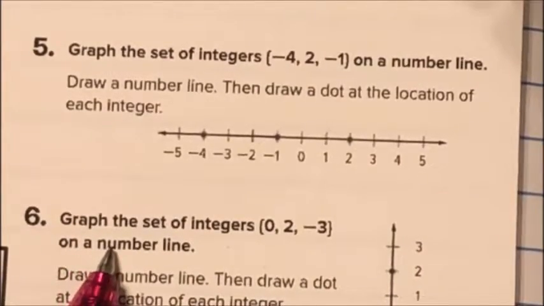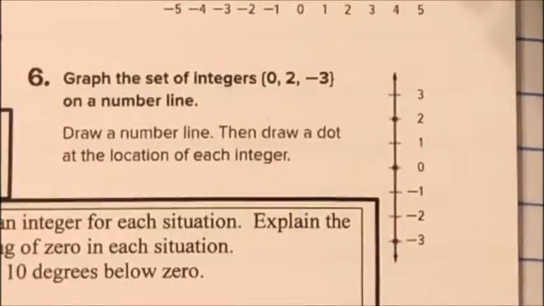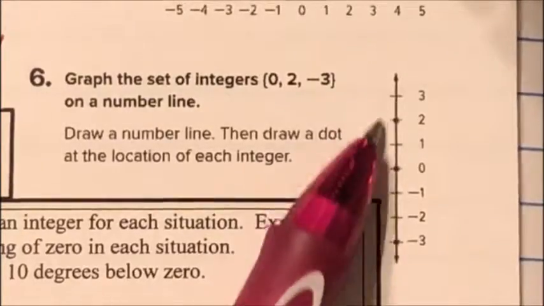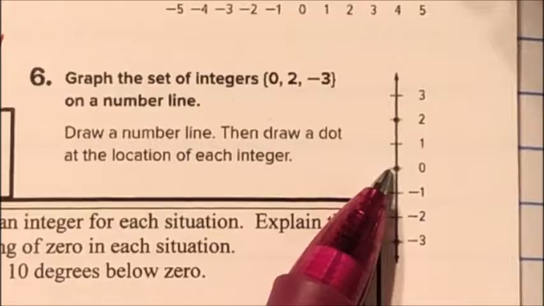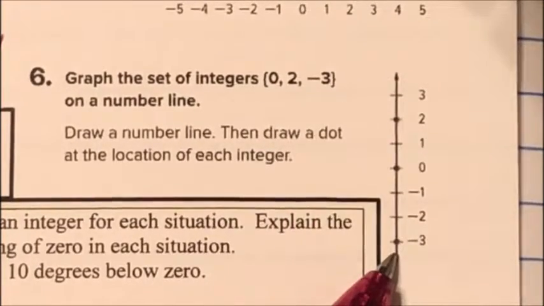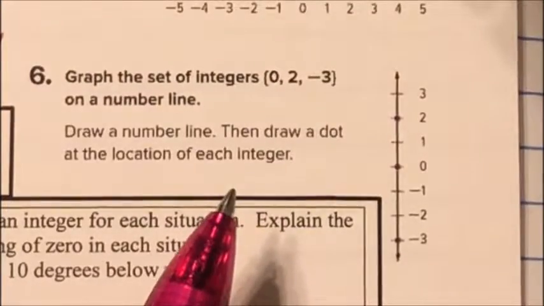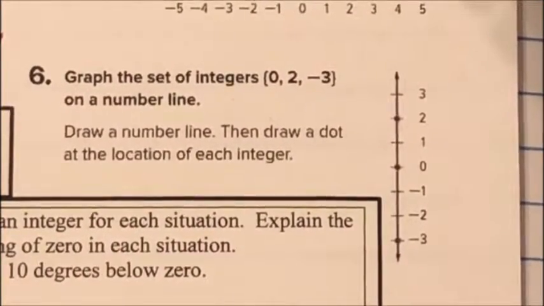Example 6, graph the set of integers 0, 2, and -3 on a number line. So I drew my number line. This time it's a vertical as opposed to a horizontal. Same thing though. Okay. So I'm graphing 0, I graph 2, and I graph -3. You can use vertical or horizontal, completely up to you, whichever line you want to use. Gives you the same answer.